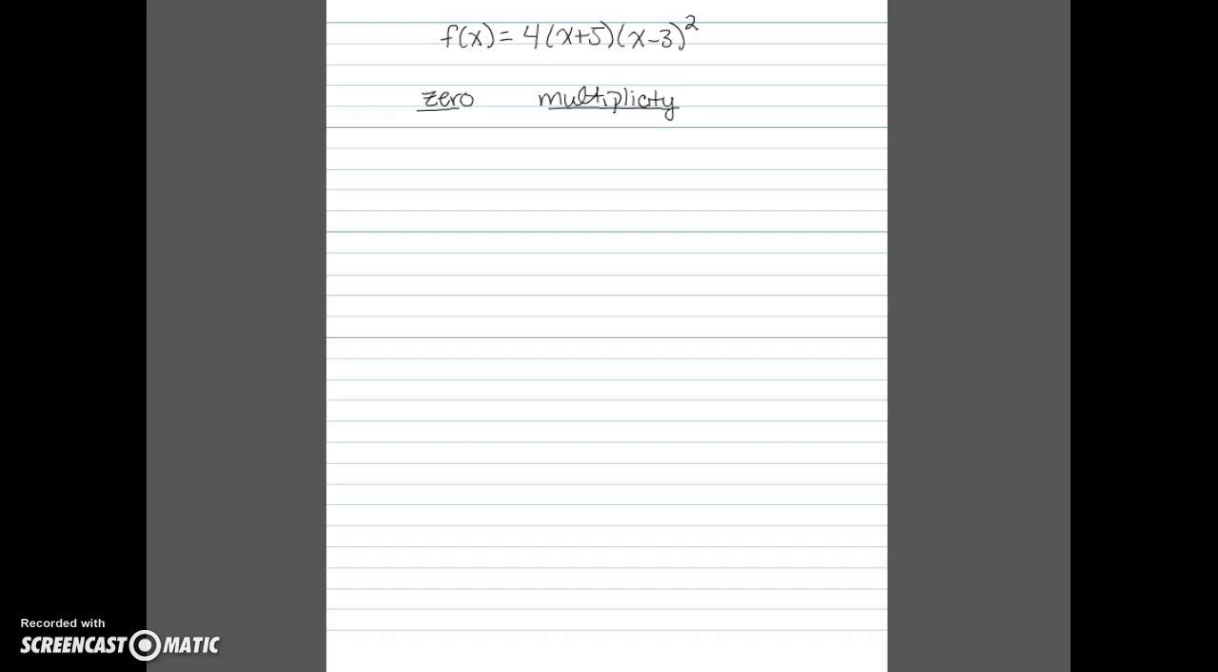Alright, so here's our function once again. First thing we want to do is determine the zeros and the multiplicities of each of those zeros. So looking at our factors, we have a zero of negative 5. The exponent is 1. It's odd, so that means we cross over the x-axis. Here we have a zero of positive 3, which has multiplicity 2, which means that we bounce on the x-axis.